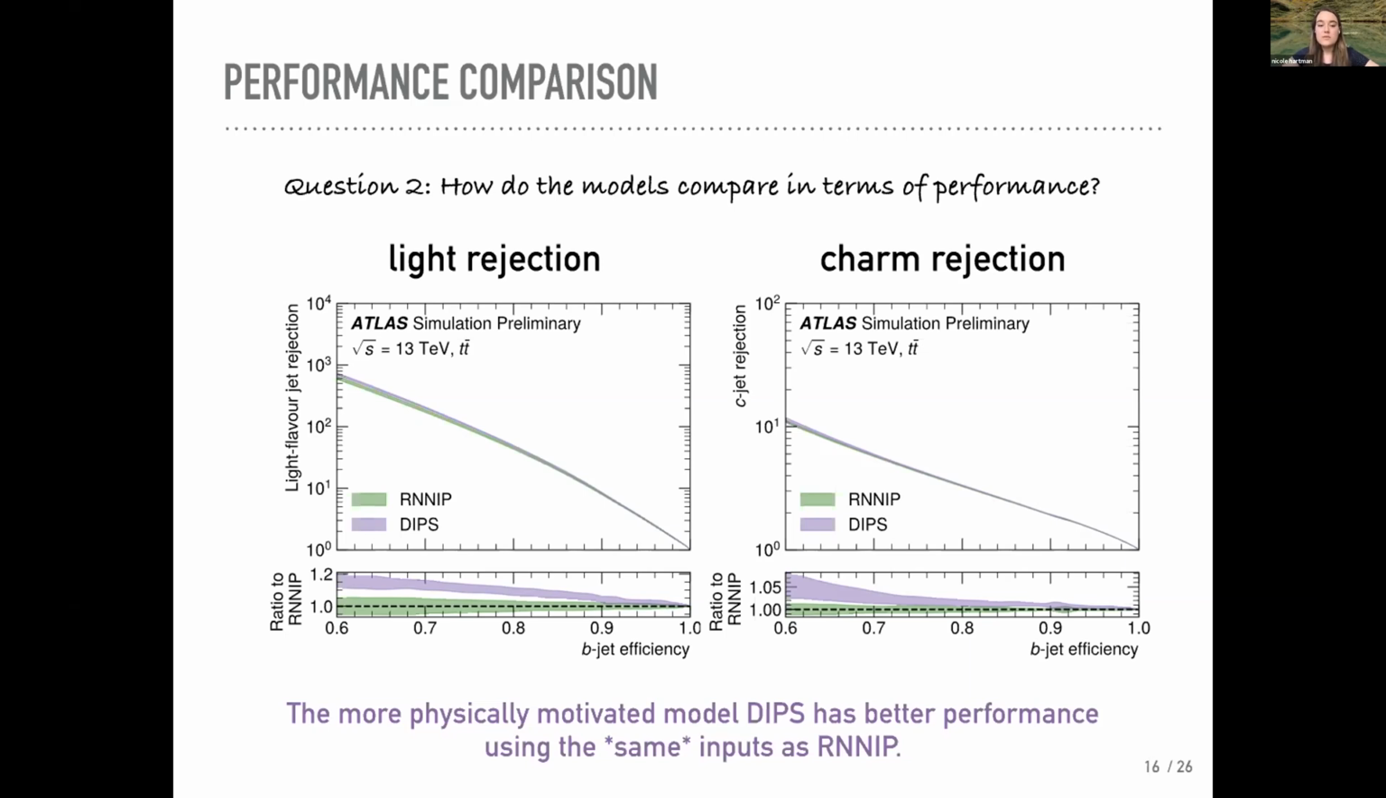The motivation for this is that since the ordering of the RNN was something empirically driven, not motivated by the problem, this means DIPS is a more physically motivated model. It can make better use of the trainable parameters that we have. So this is why we have the increase in performance using the same inputs that we had with RNNIP.